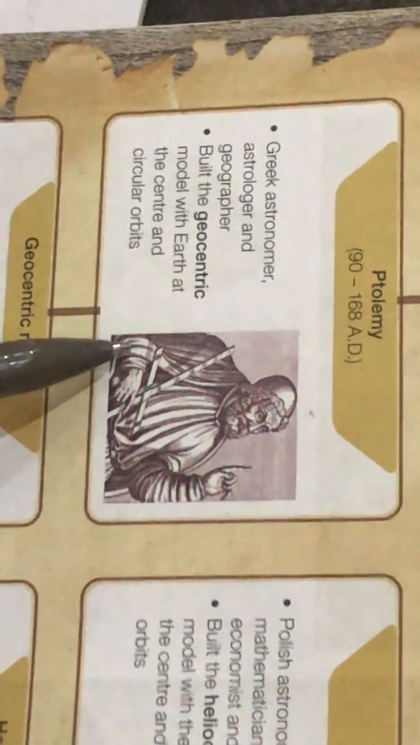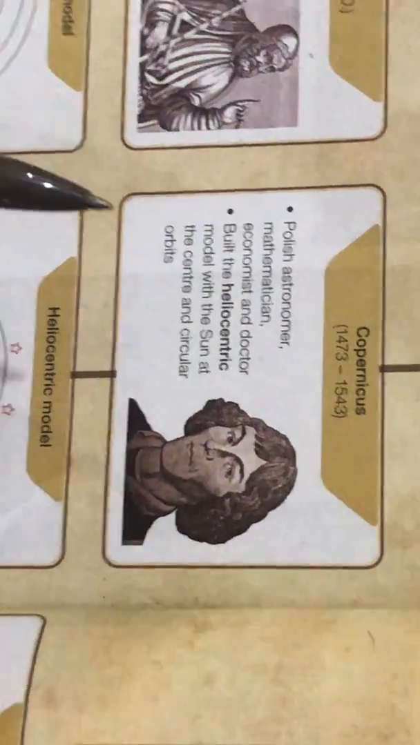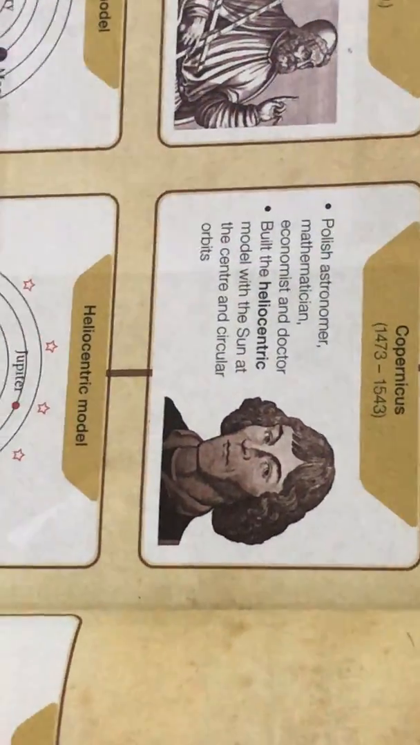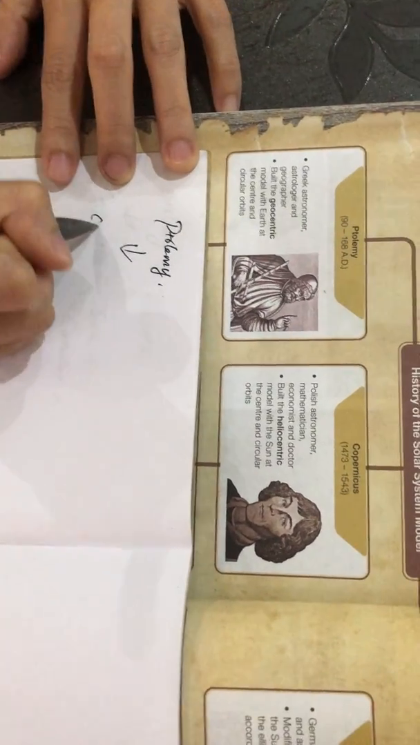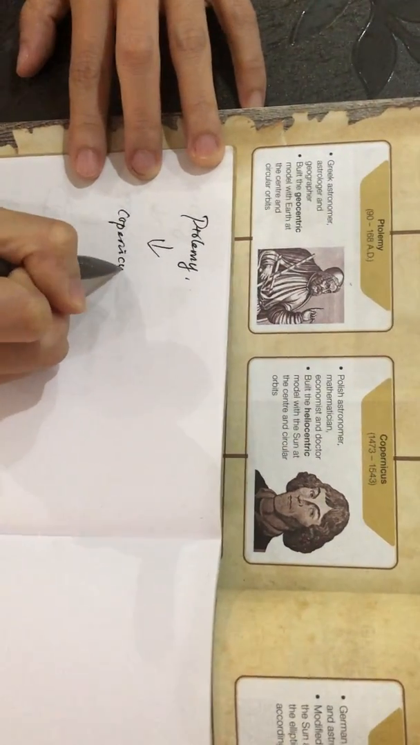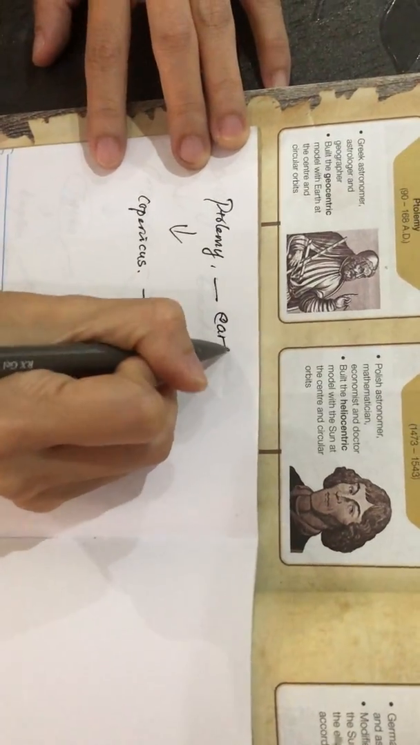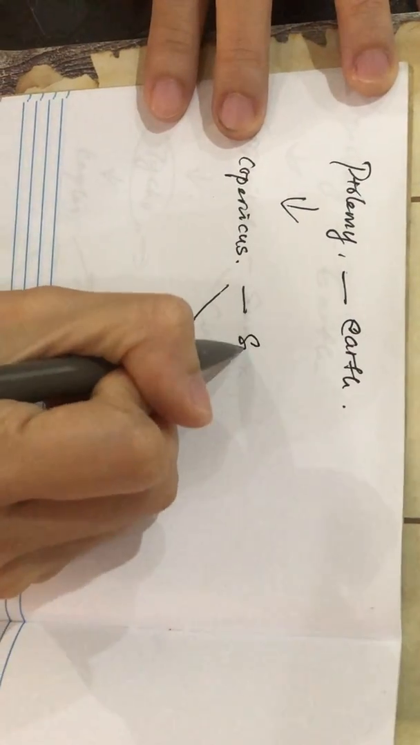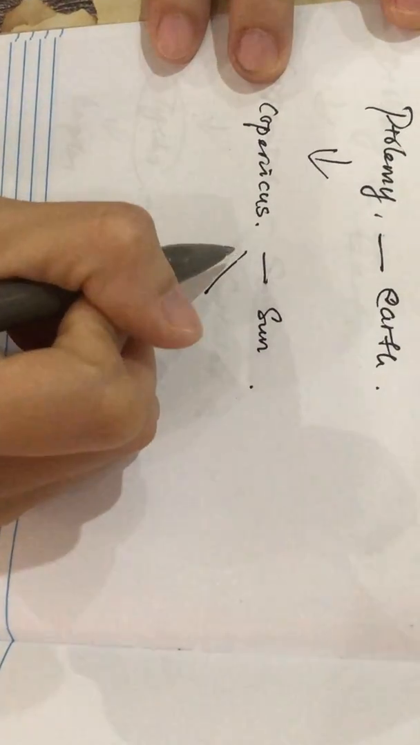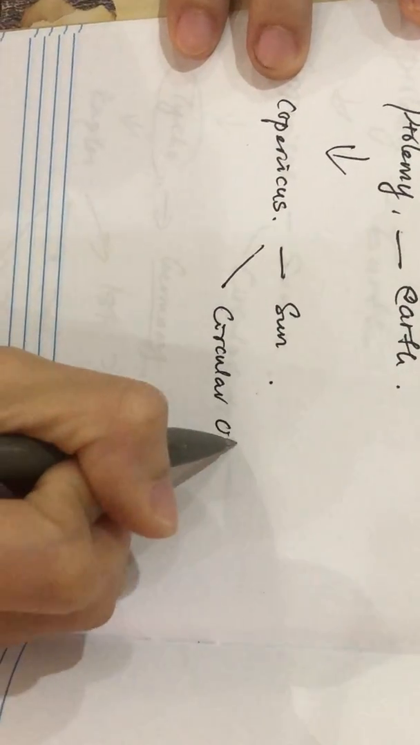After some time comes Copernicus, Nicholas Copernicus. He said no, actually the Sun is the center of the universe. After Ptolemy comes Copernicus. Ptolemy said that Earth is the center of the universe, which is very self-centered. Copernicus said no, the Sun is the center of the universe, and all the planets move in circular orbits.